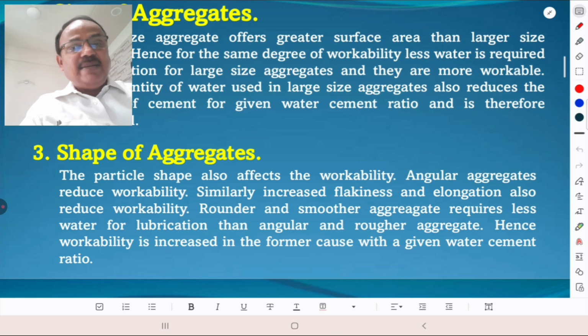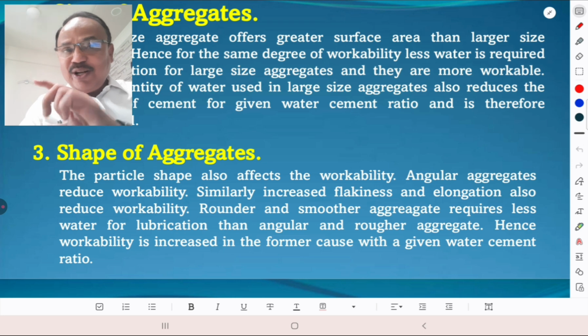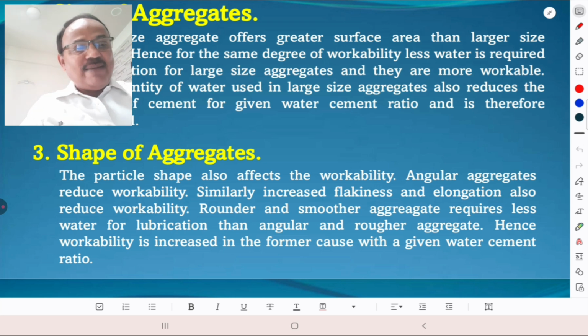Then shape of aggregate. The particle shape also affects the workability. Angular aggregates reduce the workability. Similarly, rounded aggregates increase the workability. Hence, the workability is increased in the former case, means in rounded aggregates with a given water cement ratio, because circular or rounded aggregates need less water content.